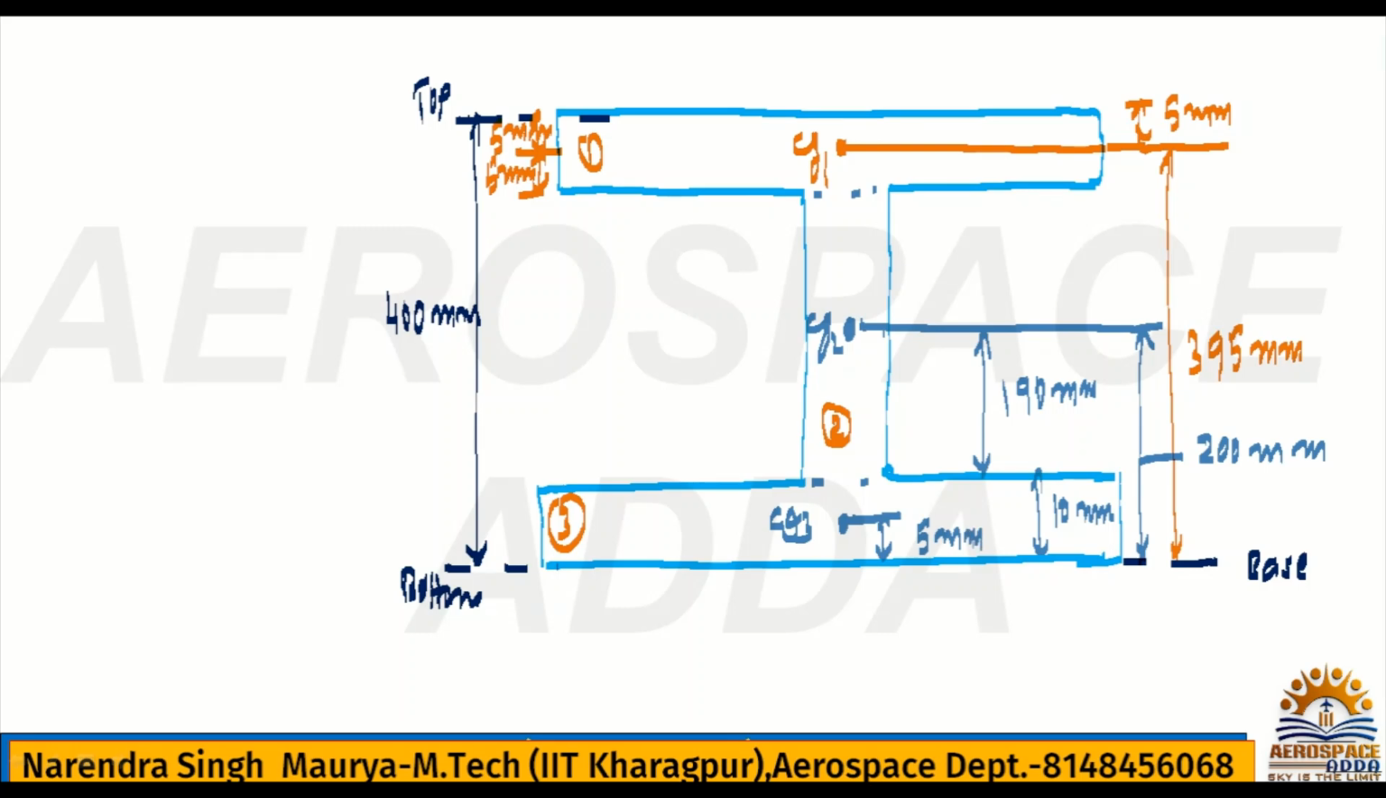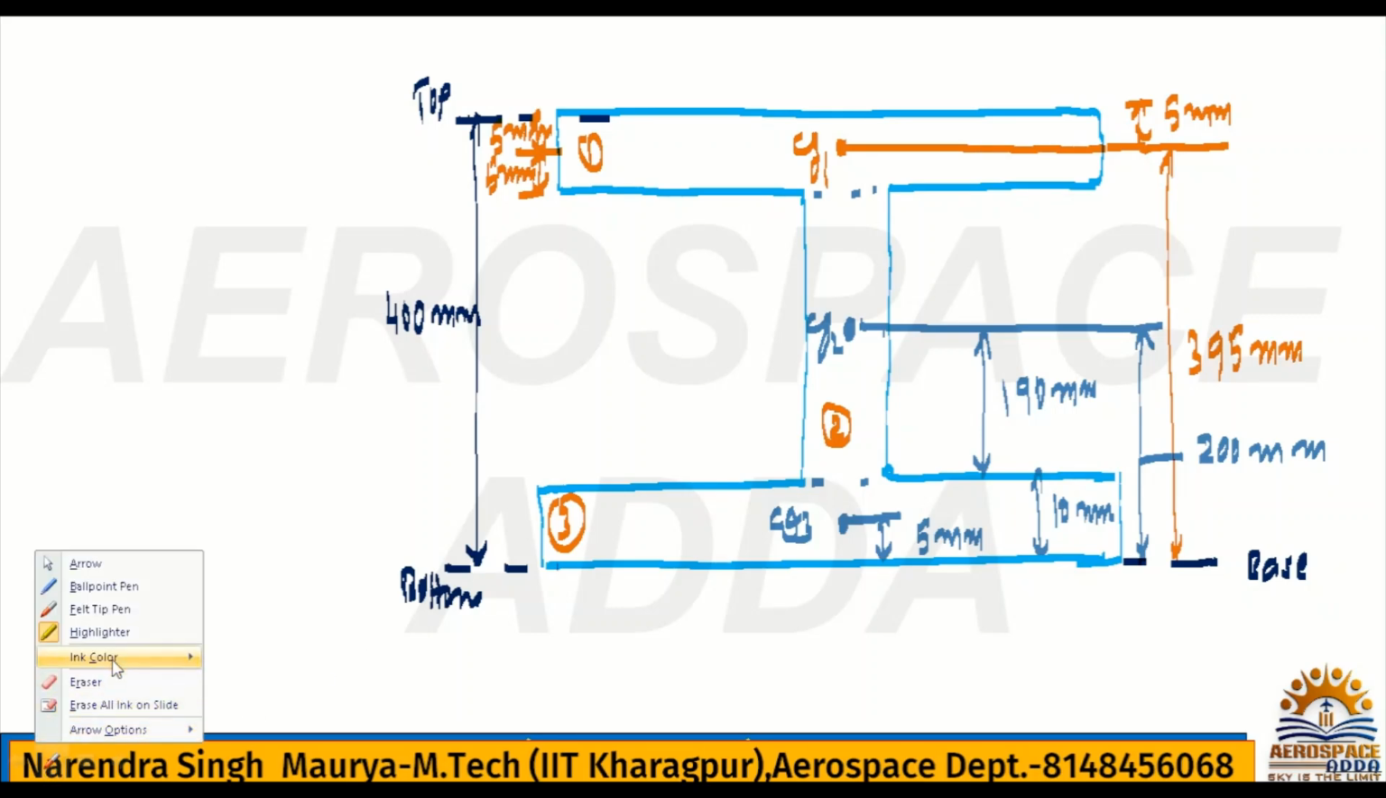You need to remember, this is the section 3. So for section 3 with respect to base, you have calculated 5 mm. For section 1, it is 395. For section 2 with respect to base, it is 200 mm. Right. Now we are going to calculate Ixx1. Now listen carefully, you will understand.